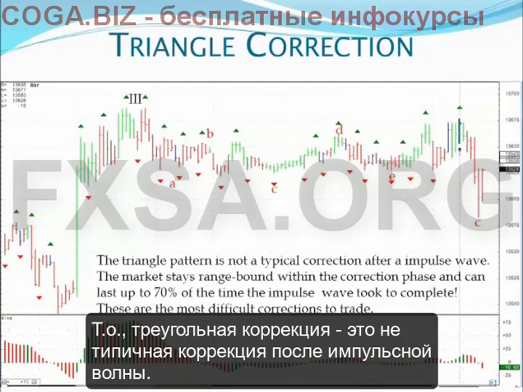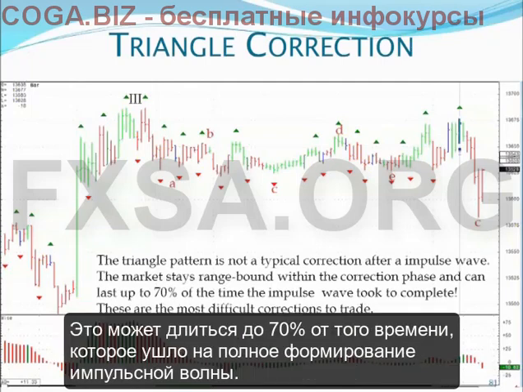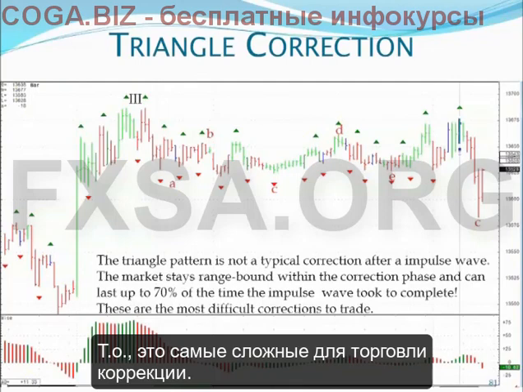So the triangle pattern is not a typical correction after an impulse wave. The market stays range-bound within the correction phase and can last up to 70% of the time the impulse wave took to complete. So these are the most difficult corrections to trade.